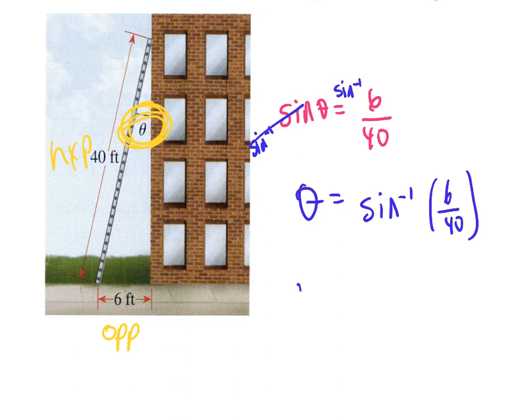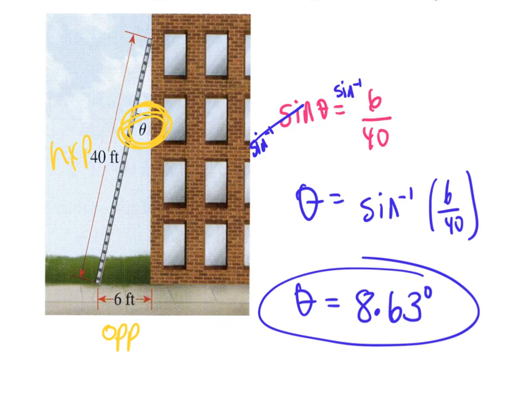What is theta in degrees? 8.63 degrees. Okay, we got about 8.63 degrees. Okay, if accidentally you did it in radians, you would have gotten 0.15. Does that make sense that your angle measure would be 0.15? No. Less than 1 degree? No. Is this crazy hard? No.